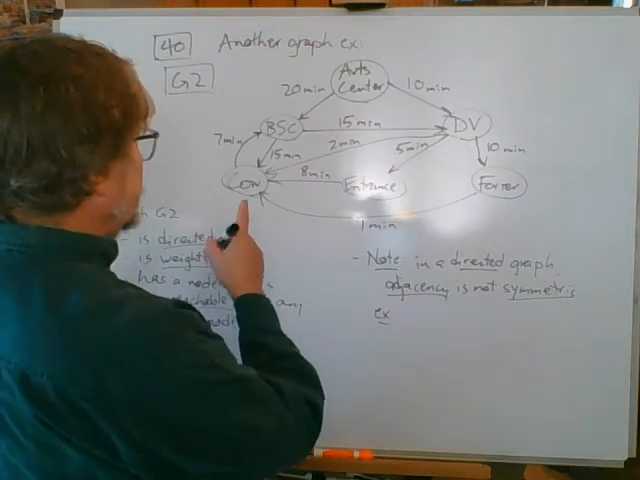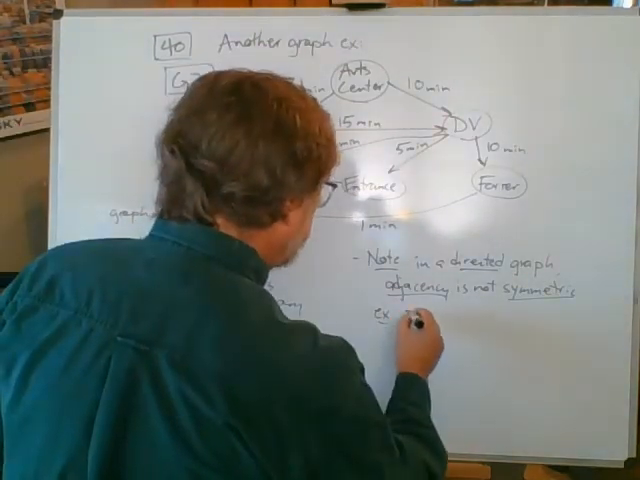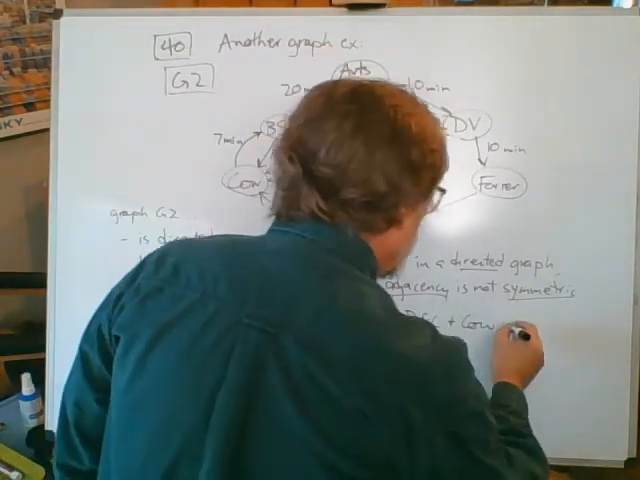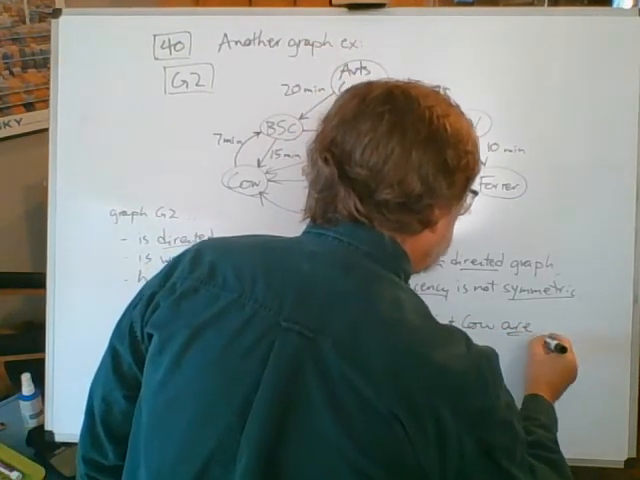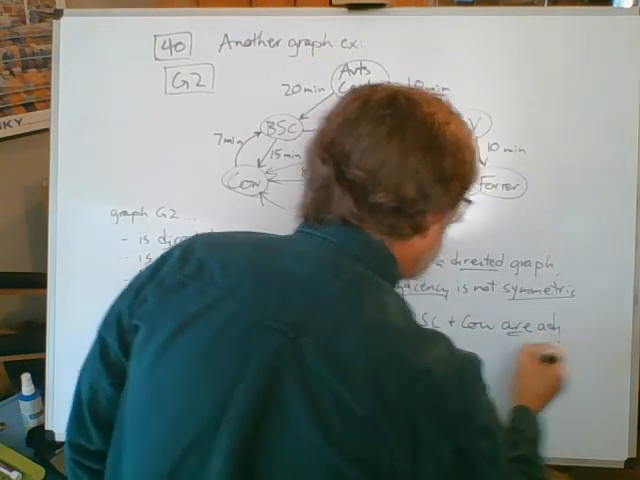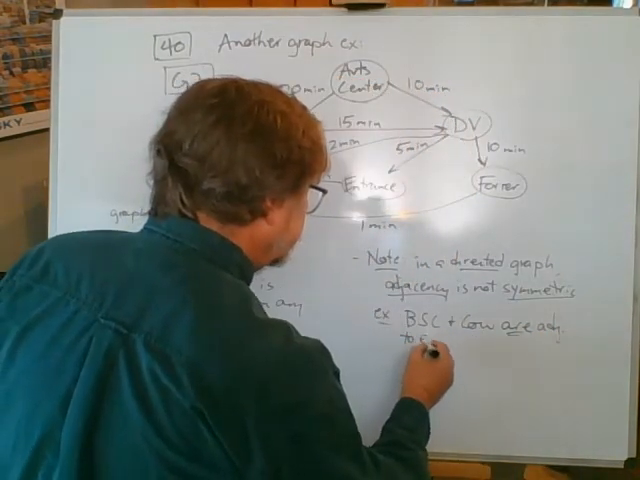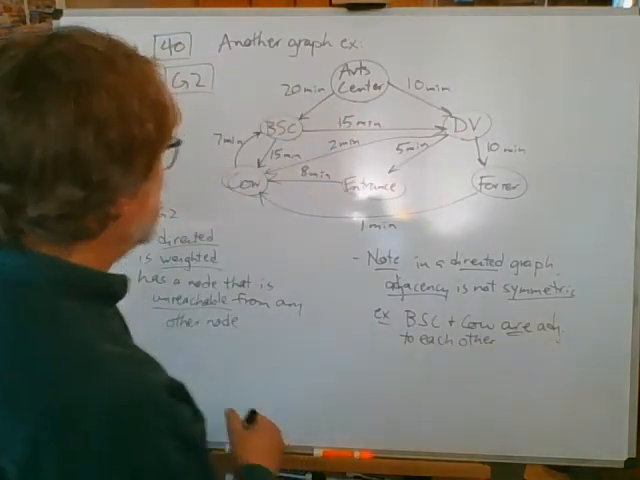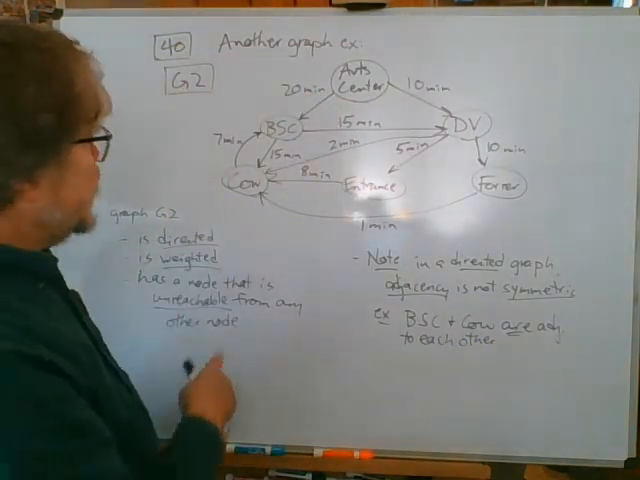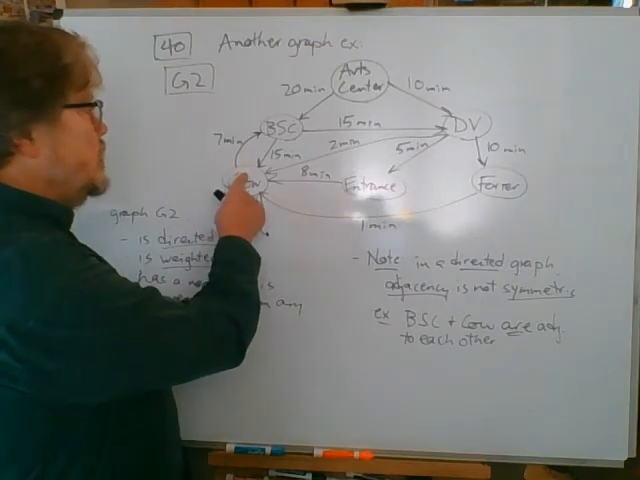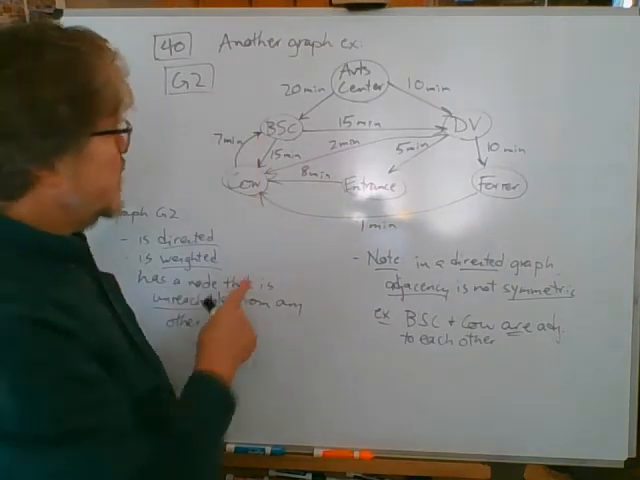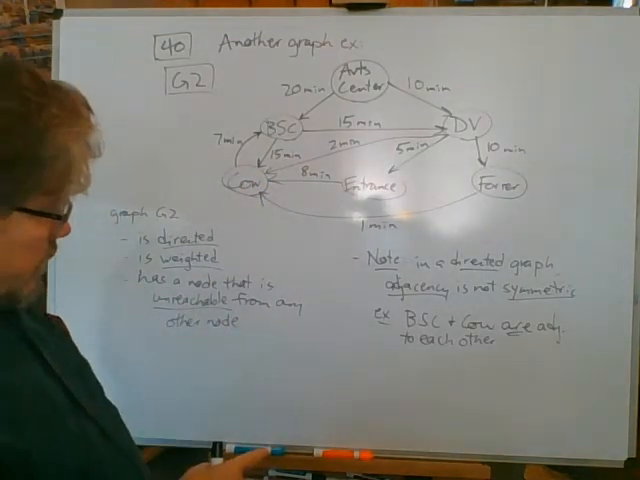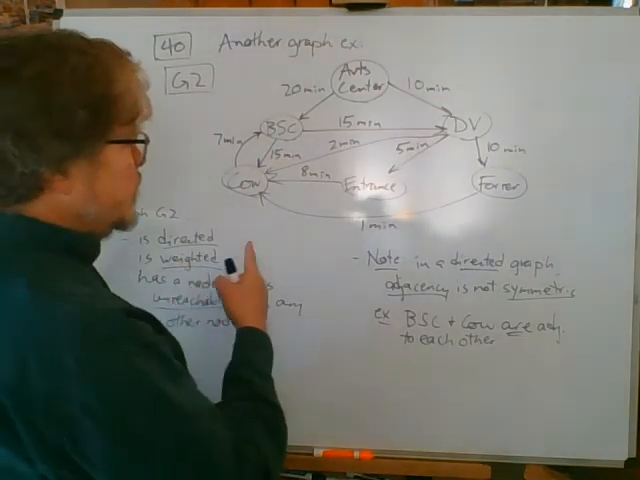For example, BSC and Cowgill, abbreviated, are adjacent to each other, heavily abbreviated. BSC and Cowgill are adjacent to each other. I can follow one arc. I can follow the Cowgill arc to BSC and get there in 7 minutes. I can follow the BSC arc down here to Cowgill and get there in 15 minutes. So those are adjacent to each other, but they're more the exception than the rule here.